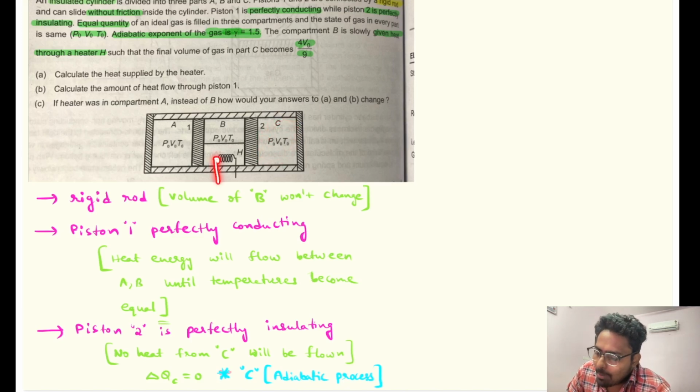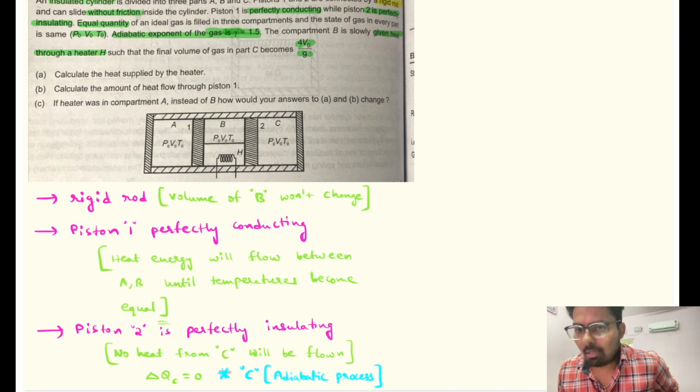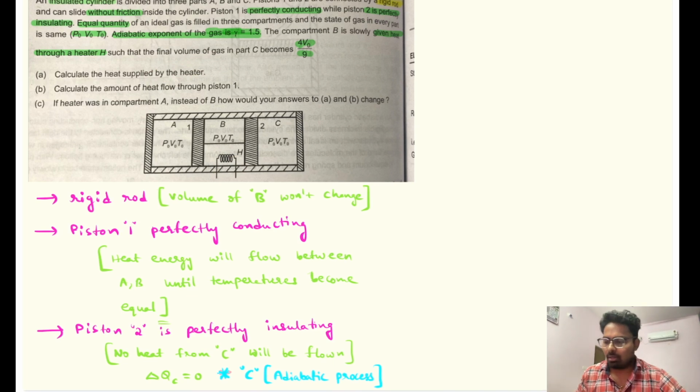Now they are supplying some heat through a heater. That heat we need to find. So the final volume in compartment C is becoming how much? 4V0 by 9. Okay, so you guys need to understand.